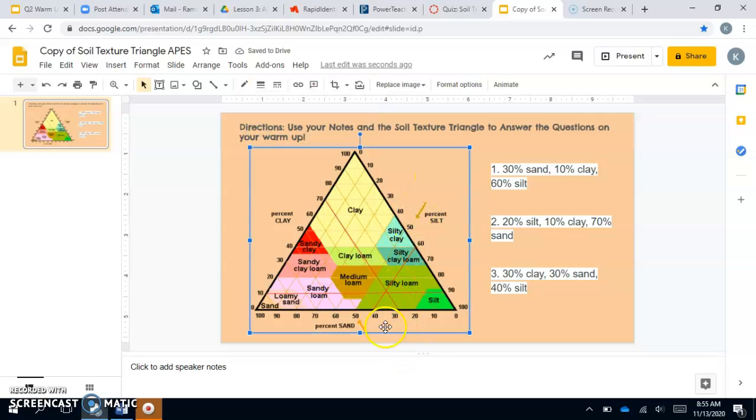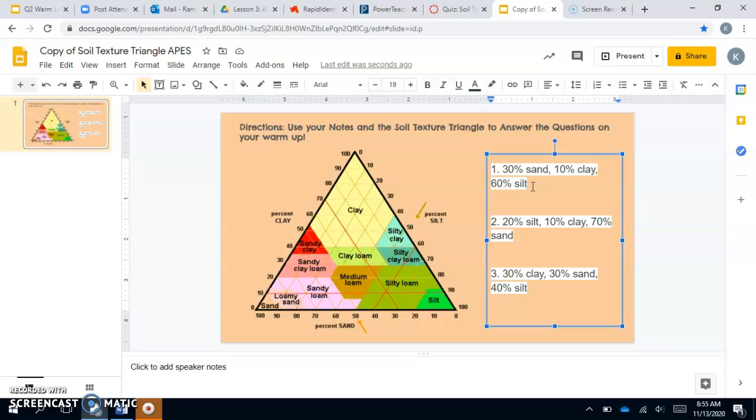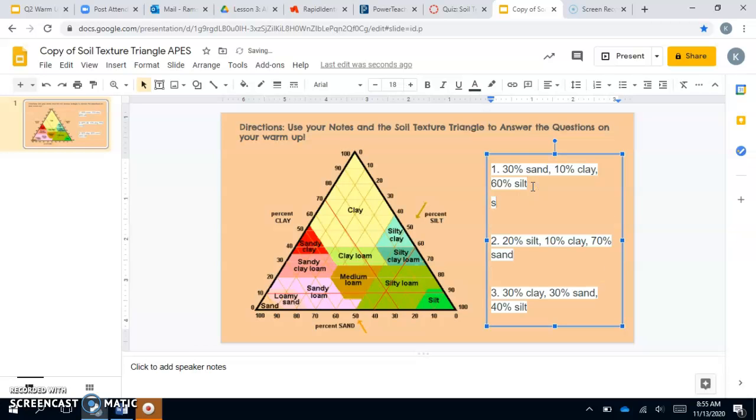And then voila, where they intersect is your soil texture. So all three of these lines intersect in this light green area. And so that's going to be silty loam. So I'm going to write silty loam as my answer.